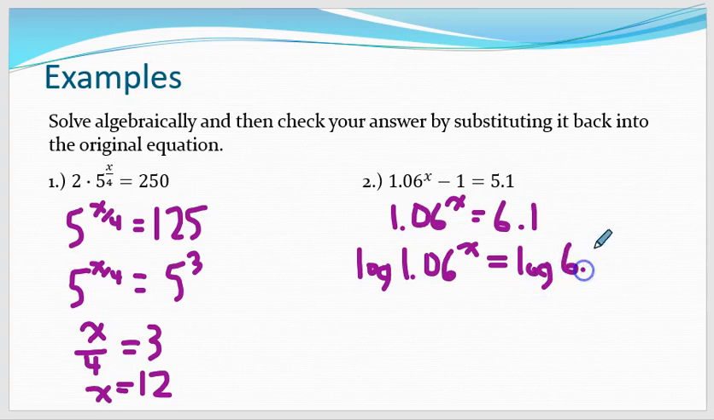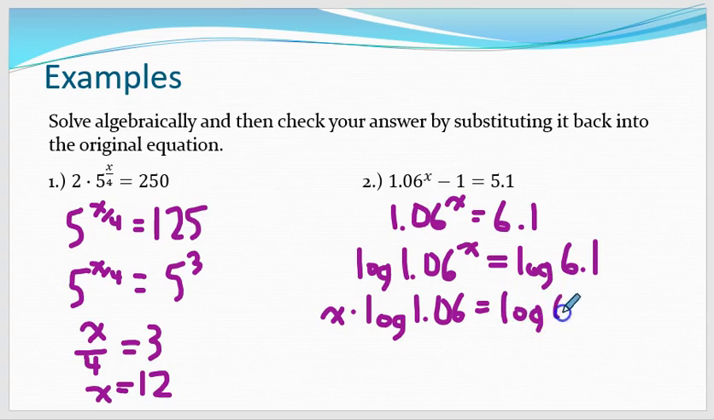And then the reason for doing this is because we have a logarithm property that allows us to bring the exponent out in front of the equation. So now I can say x times log of 1.06. And I didn't do anything on this side, so I'll leave it as 6.1. But now that I have x times this number, this is just an ugly decimal that you can type into your calculator. So whenever you have x times a number, you divide both sides by that number.